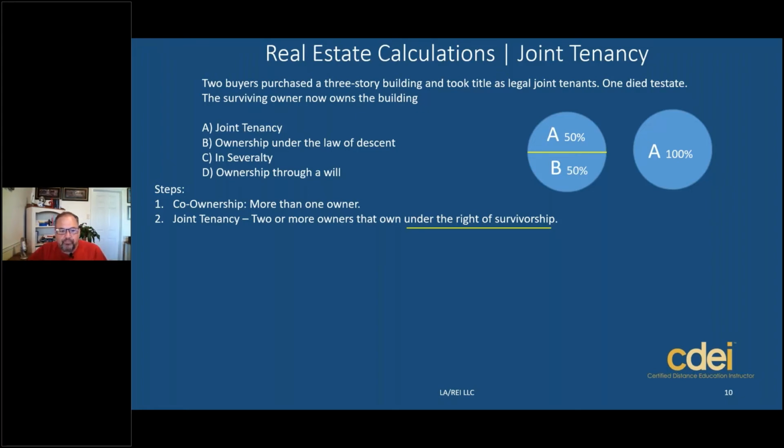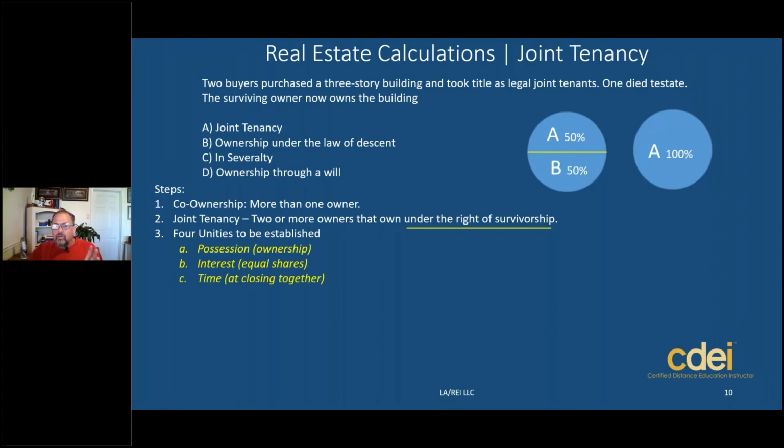Now, the four unities you want to be familiar with: possession, which is ownership; interest. All the co-owners have to have equal shares. In this case, there's only two, 50-50. If there's three, it's got to be 33 and a third, 33 and a third, 33 and a third. If it's four, 25% each. They must be equal shares.